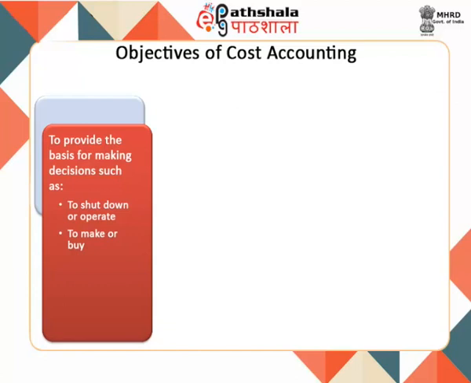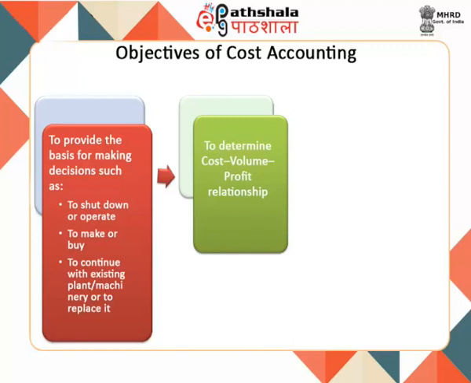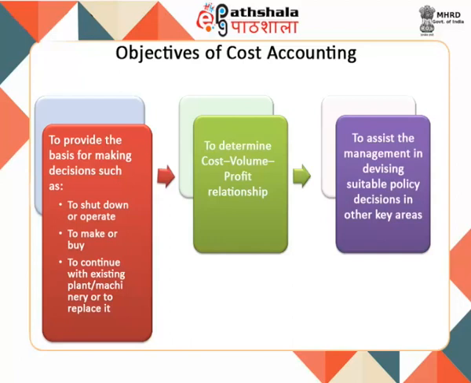Number six, to determine cost volume profit relationship. Number seven, to assist the management in devising suitable policy decisions in other key areas.